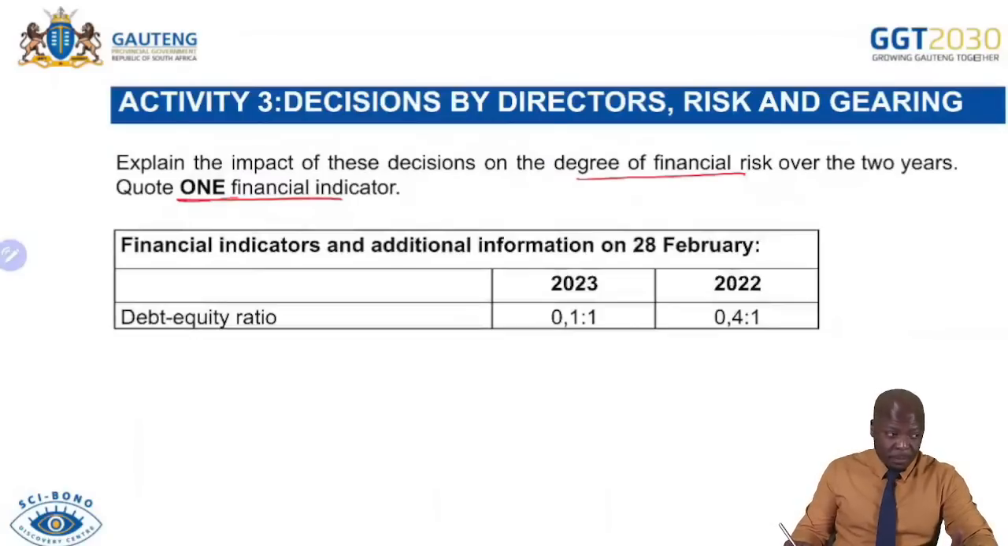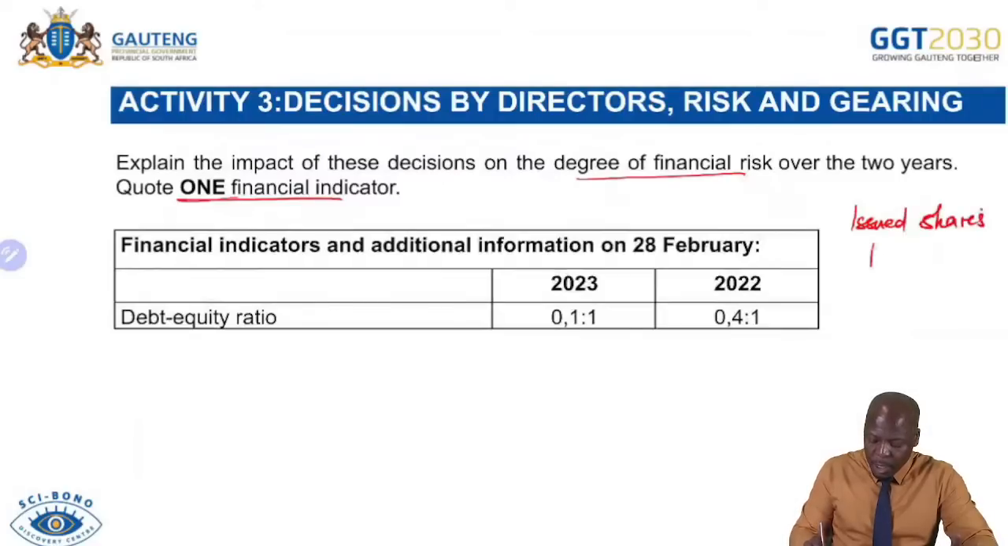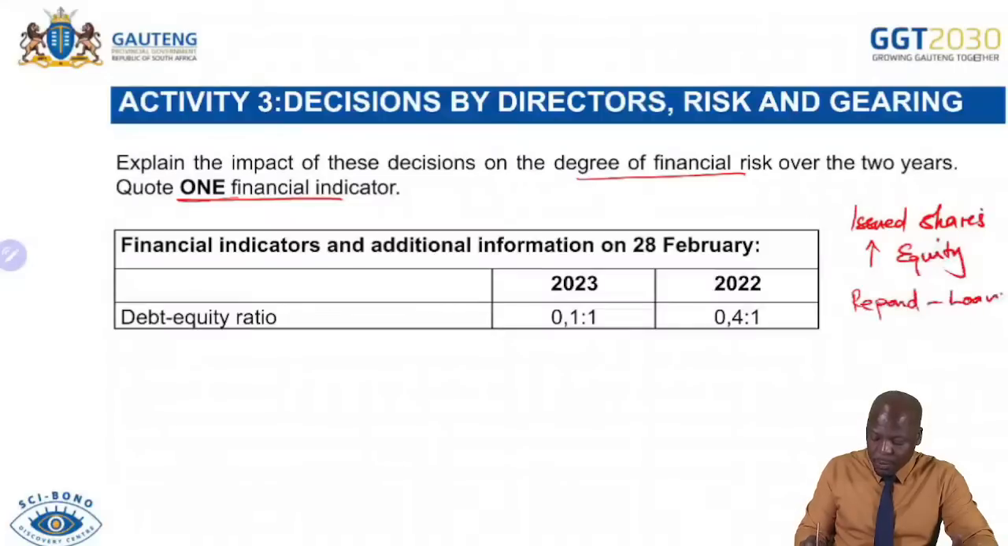You will see that two things were done here. Number one, the company issued shares. When the company issued shares, it increased equity. And the company repaid loans. When they repaid loans, it decreased the debt.